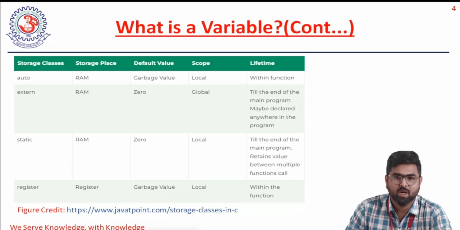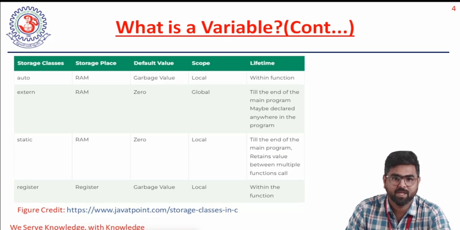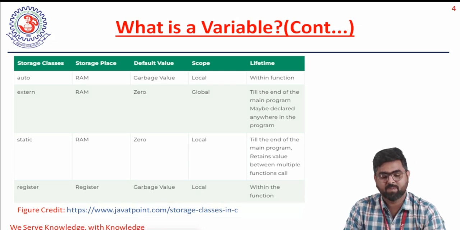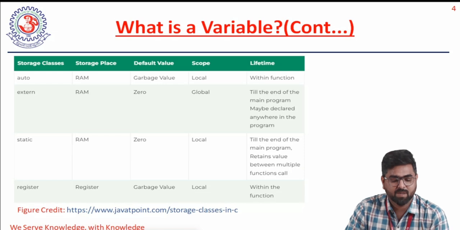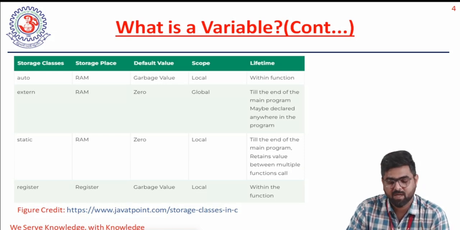Coming to the automatic storage class, when you declare any variable with the automatic storage class, the memory for the variable is allocated in RAM, and the default value that the variable has is the garbage value. A variable declared using the automatic storage class will have local scope. Local scope is nothing but where we are able to access it within the block.